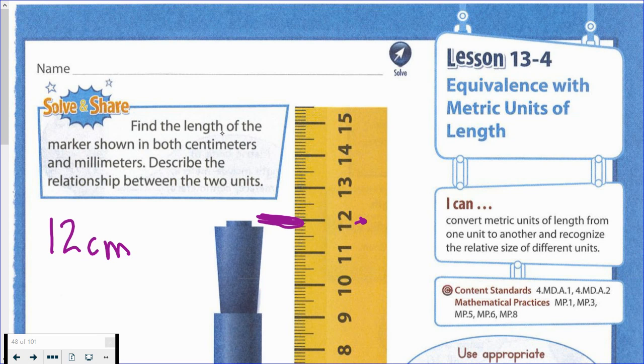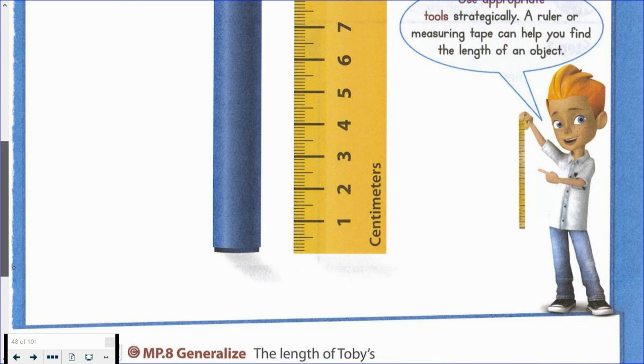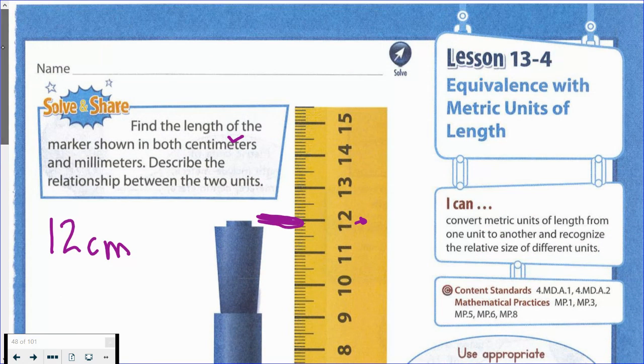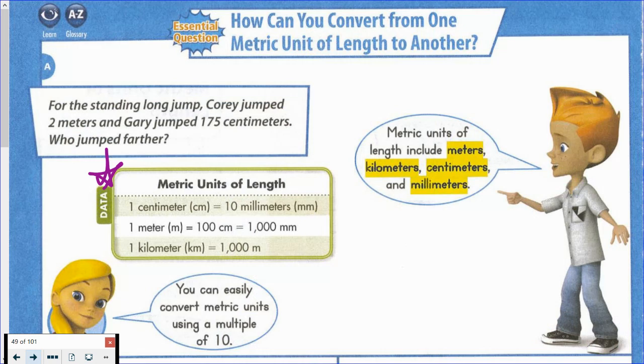So we found the length of the marker in centimeters, but now we need to find it in millimeters. Now, you could sit and count all these individual lines. But if you do that, someone's going to look at you like you are crazy. So let's use our math knowledge to figure that out. Okay, so here's how you figure that out. If you think in terms of conversion, 1 centimeter is 10 millimeters.